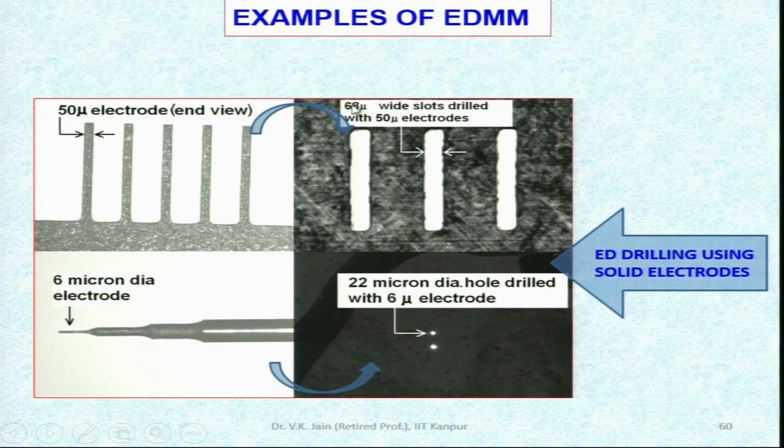Now, here also overcut you can examine, it is the 68 micrometer wide slot with the help of 50 micrometer electrode. So, definitely 18 micrometer overcut was there in this particular case, diametral overcut. So, the radial overcut will be half of it if it is uniform on both the sides. So, ED drilling using solid electrodes over here.